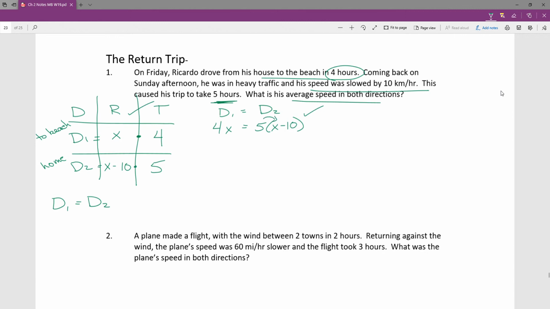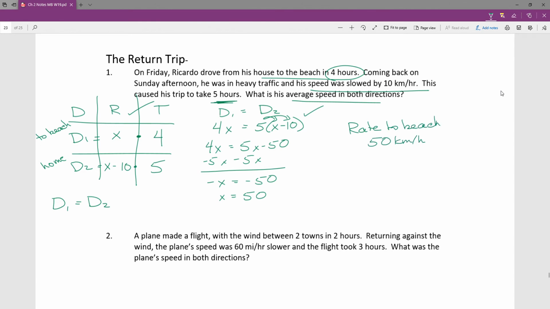I'm going to distribute that 5 across. So I'd have 4x equaling 5x minus 50. Subtract 5x from both sides. I get negative x equaling negative 50, or divide by -1 on both sides, and I get x equaling 50. So that tells me that his rate to the beach was 50 kilometers an hour, and his rate to home is 10 kilometers an hour slower than that, so 40 kilometers an hour.